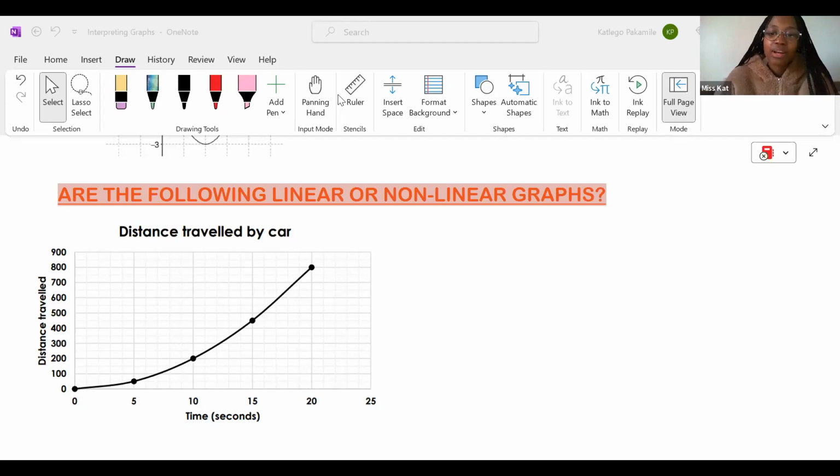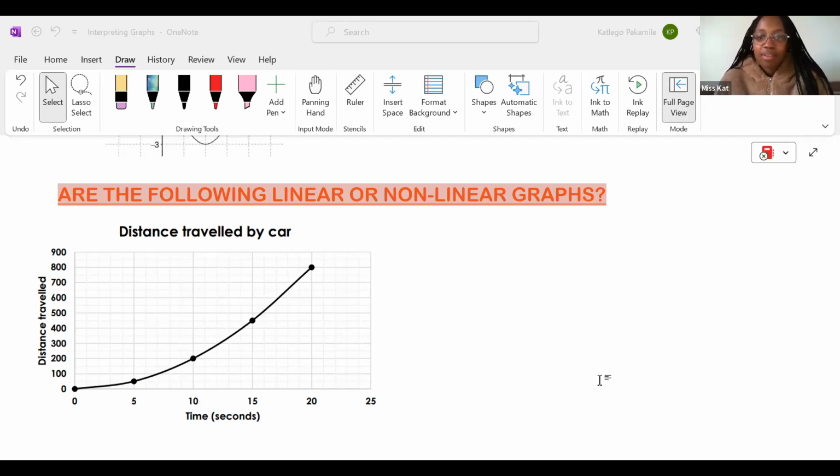Anyone feeling brave enough to tell me why they say it is a linear or non-linear graph? Anyone? The car is moving fast. It is. It is moving fast. It's important for us to not interpret graphs, right? But that's because it's accelerating. Think about it. When you take off from a stop sign, you start off a bit slowly, but then you go faster and faster and faster, right?